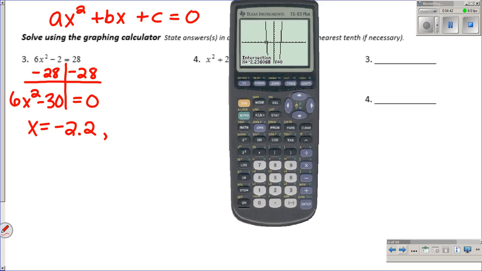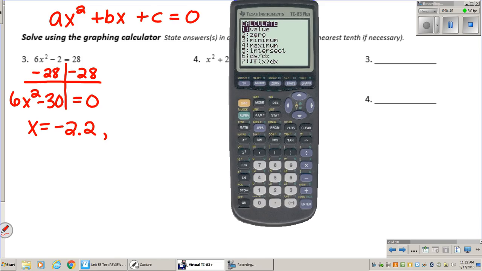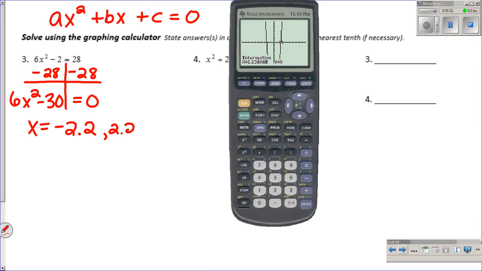And now we're going to go to the right side. So we're going to repeat the steps. Second, trace 5 for intersect. Hit the up arrow key. Now toggle over to the right side intersection and press enter, enter, enter. And you will find this intersection is at positive 2.2.